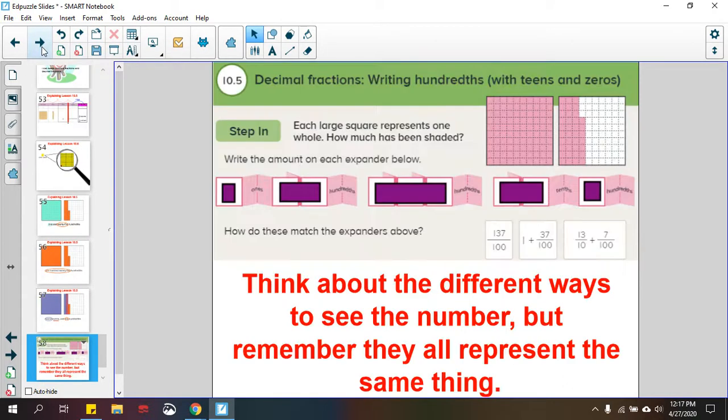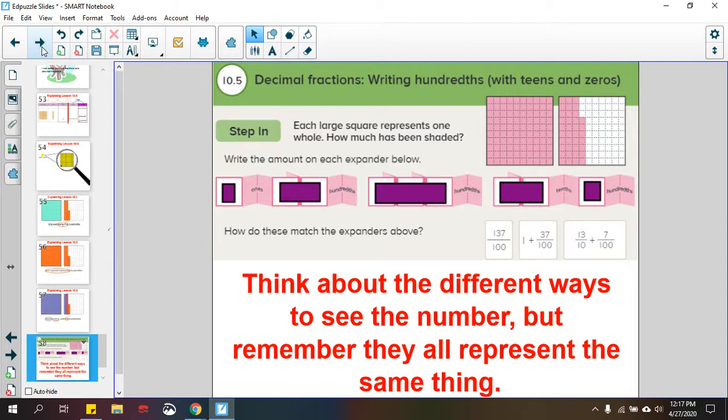Okay? So if you have not done so already, please turn to lesson 10.5, and we're going to be looking at the top of page 370. Okay? In our step in here, it says each large square represents one whole. They want to know how much has been shaded. And then they want to figure out how these numbers down below match the expanders above. So we'll get to those here in a second.